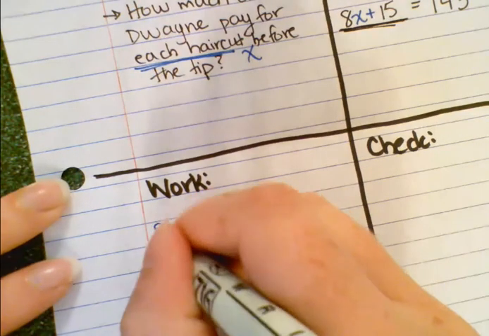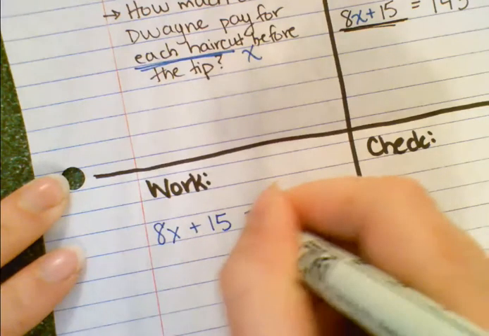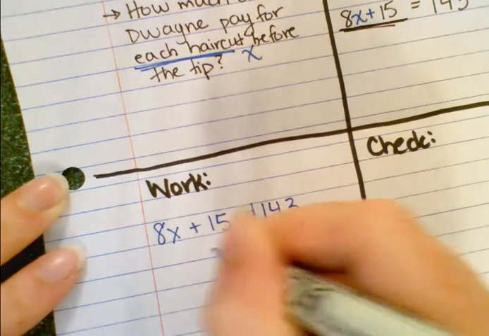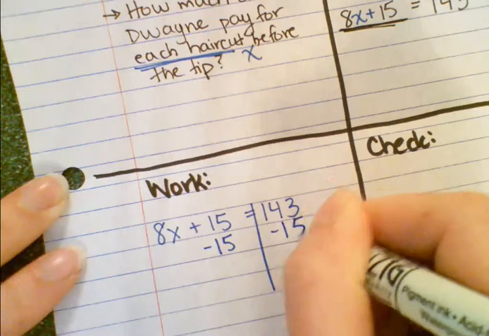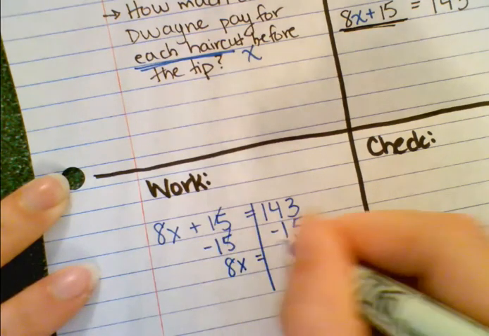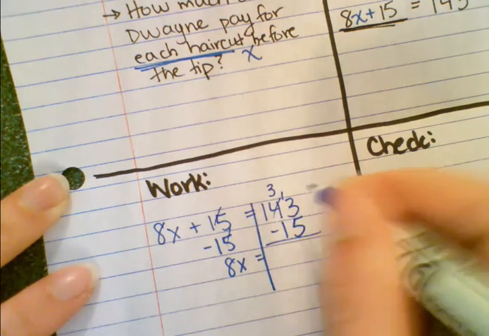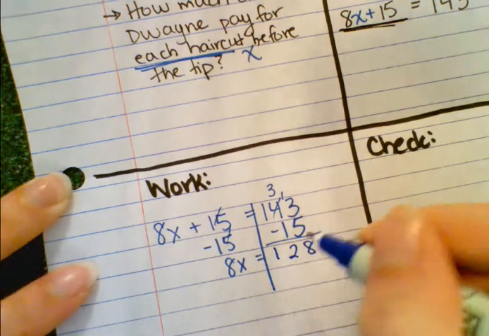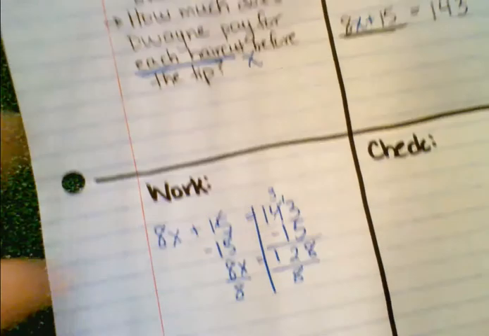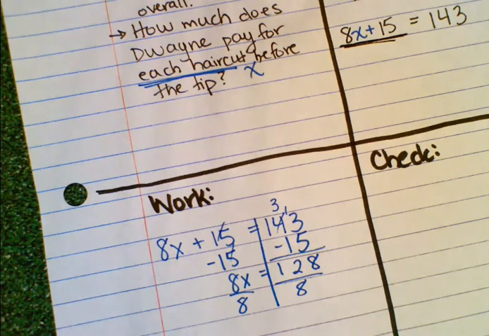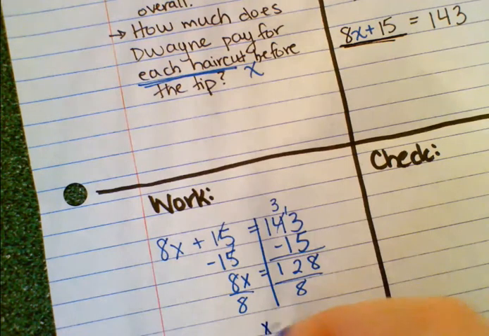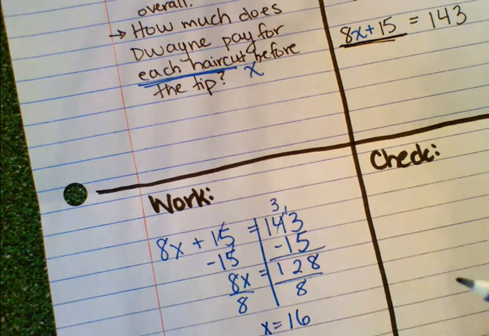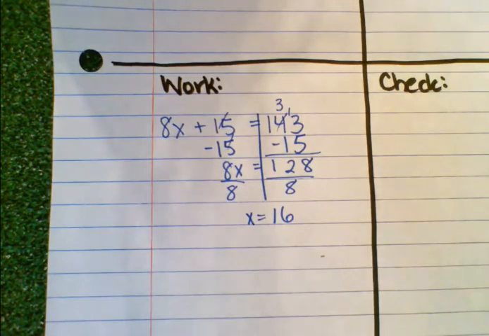So we have 8x plus 15 equals 143. Work backwards, so we're going to minus 15 from both sides. Let's have to borrow from the 4. If you're doing this out, so it'd be 8 to 128. We're going to divide both sides by 8. And you might need to use your calculator, or you can do this math out. And it looks like we end up getting x equals 16. So it looks like each haircut ended up being $16.